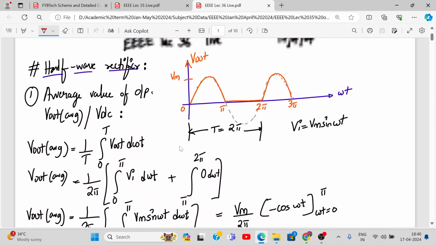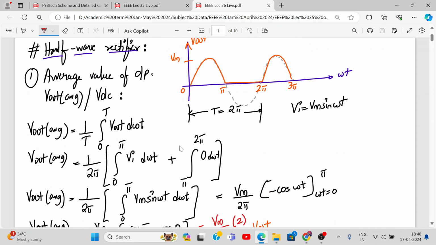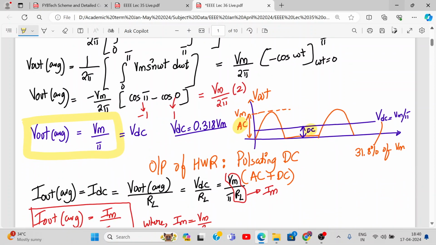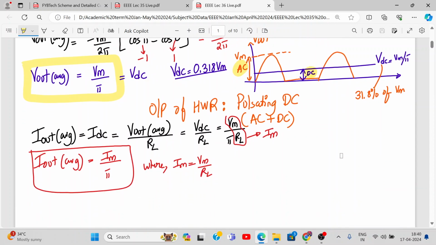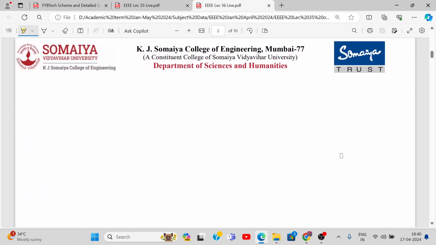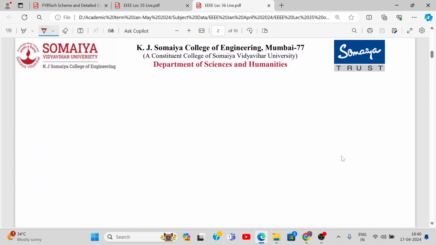This is the first derivation. Average value of the output. Here it is. So average value of the output is 31.8% times the peak value, the maximum value. Here it is. Now, let's go to next part, B. You have to derive V out RMS.